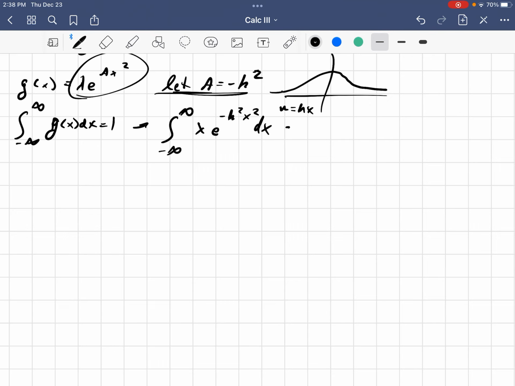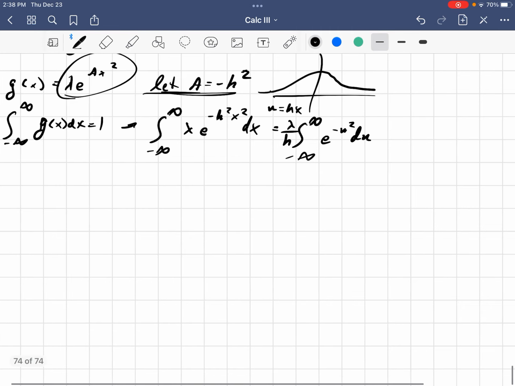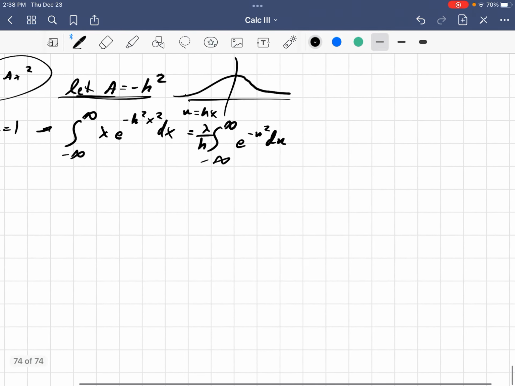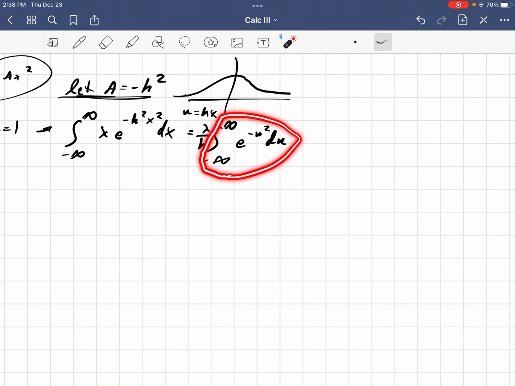We're going to let u be equal to hx, and we're still going to get the integral from negative infinity to infinity of lambda over h e to the negative u squared du. Now this is a special type of integral which I know I have solved on my channel. And if I haven't, I have definitely done videos on the material that you need to solve it, namely the Jacobian matrix, which I have like 3 videos on. So I'm not going to go through the steps of solving this integral.